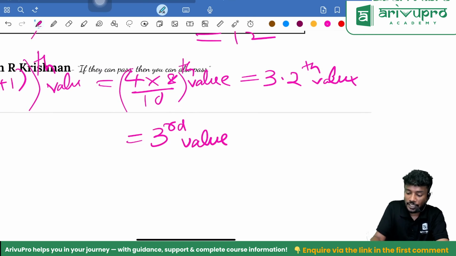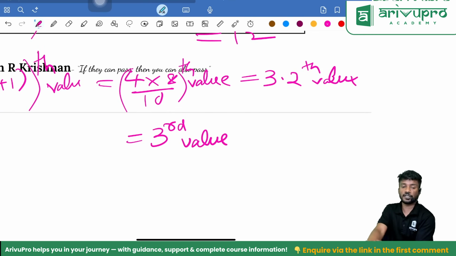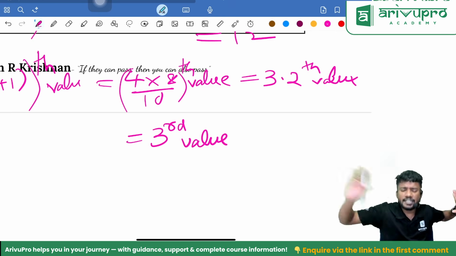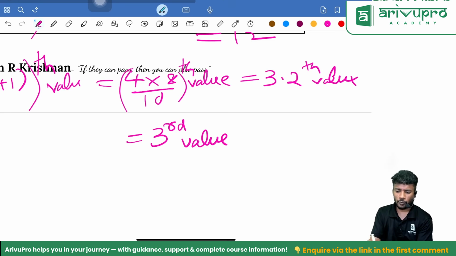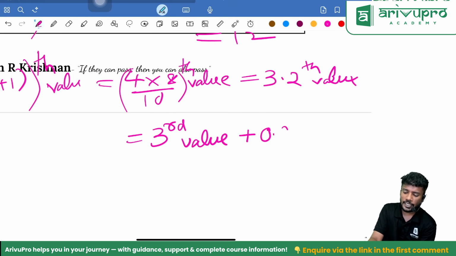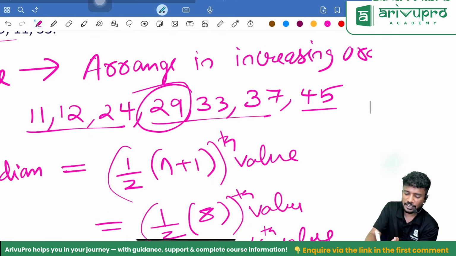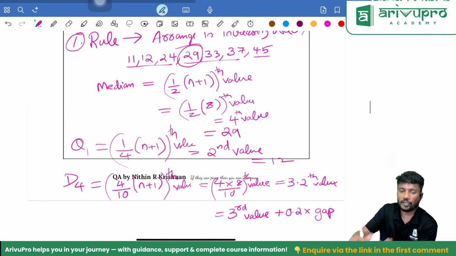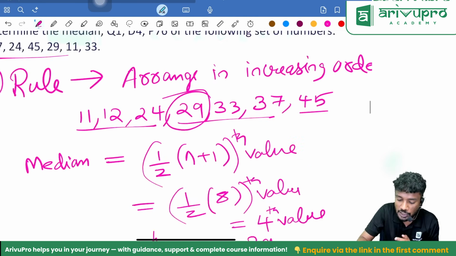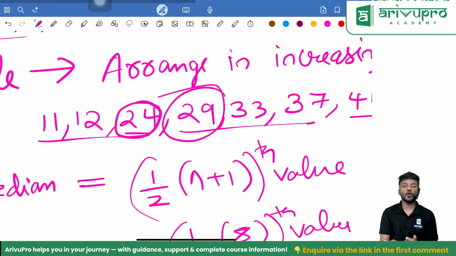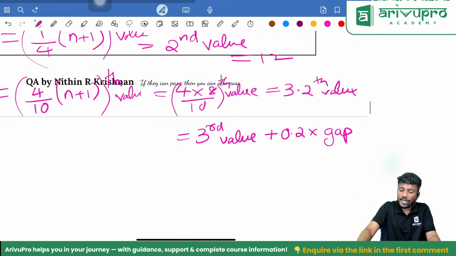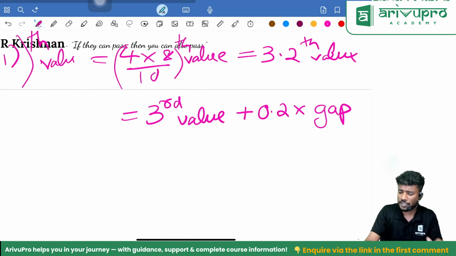Very important. People make a note. For everything it will be like this. Whenever it is coming like 3.2 or 4.5 or 5.6 or something like that, for every case it will be like this: third value plus 0.5 into gap. What is this gap? This gap is nothing but the difference between third value and the next value. So third value here is 24. So next value is 29. What is the difference between 24 and 29? That is 5.